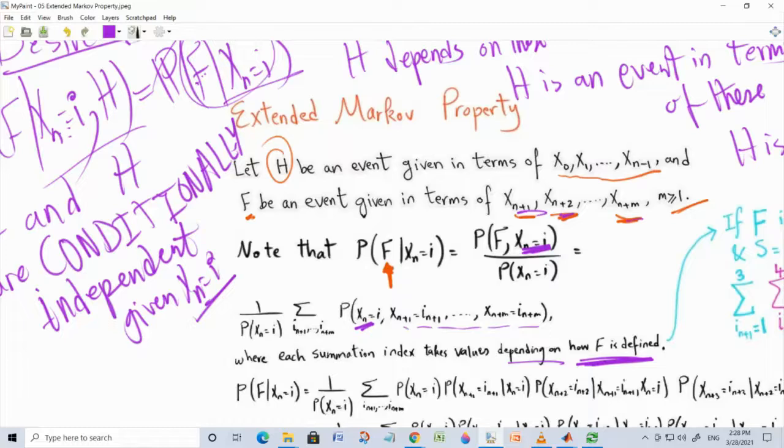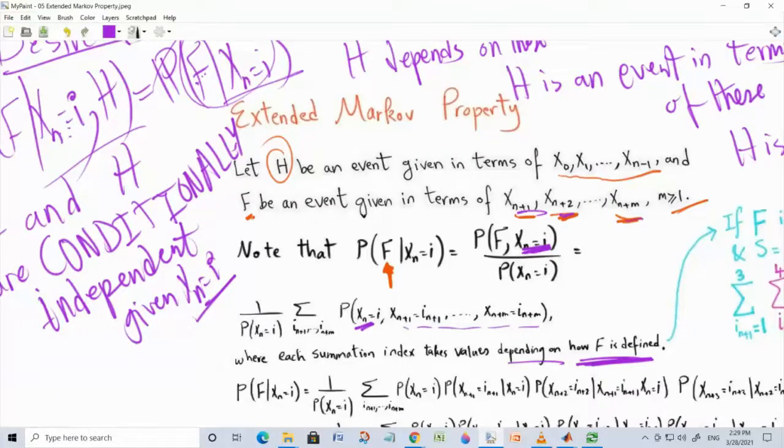So we want the probability of F comma x of n is equal to i. And what is F? It's defined in terms of x of n plus 1 up to x of n plus m. So we will have sums with indices i n plus 1, i n plus 2, up to i n plus m, and each index will go over the set S, which includes all possible values those discrete random variables can take.